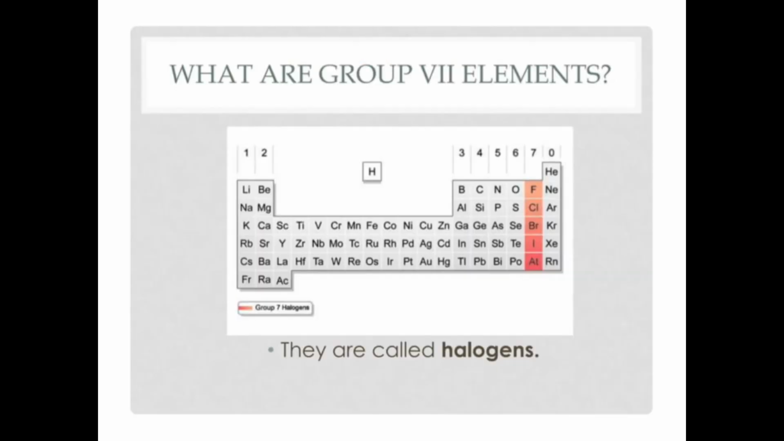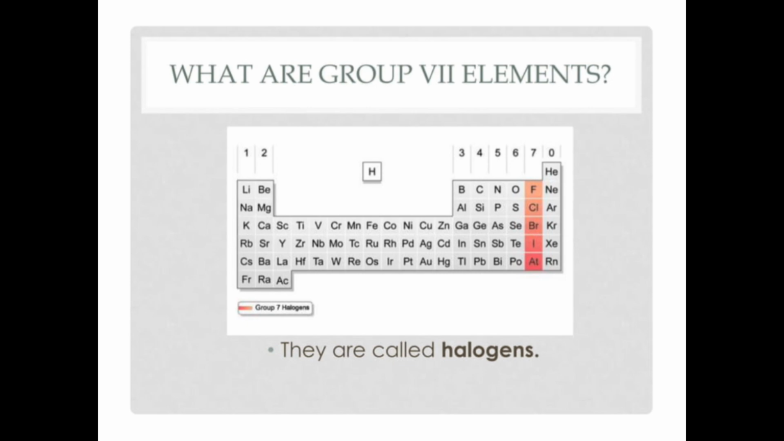Let's look at first the halogens. What are group 7 elements? Group 7 elements are called the halogens, and the word is gotten from two Greek words, halo and gene. Halo means salt, gene means forming. So, in a nutshell, halogens mean salt formers.